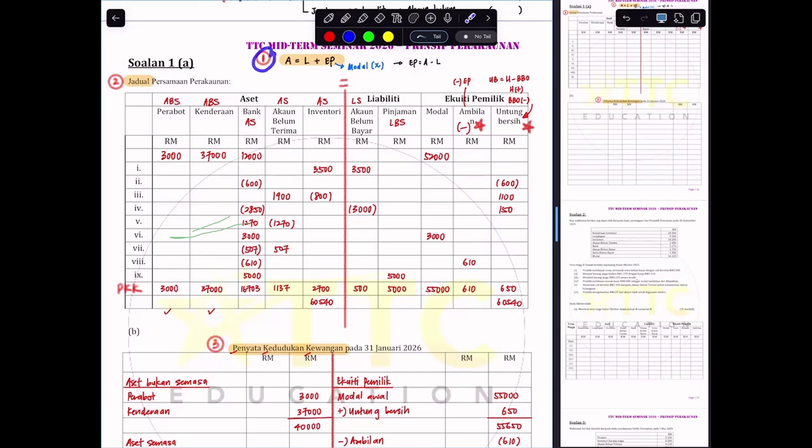First part, the formula. The formula that you need to memorize is asset equals to liability plus equity pemilik. You need to memorize it because you need to use it and somehow you need to play around with this formula in Form 5 also. Even in Form 4. Because most of the time, the question won't give you EP.